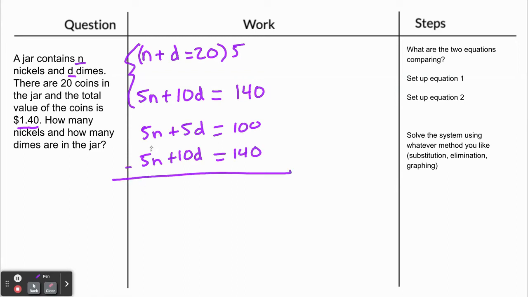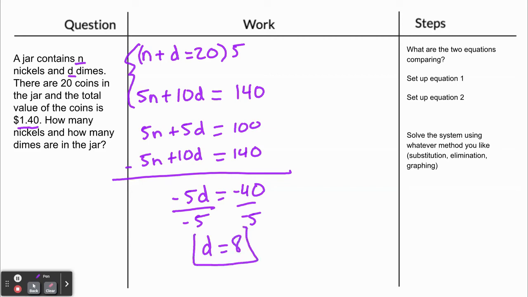Subtracting them gets rid of the nickels. Then we have negative 5d equals negative 40. Divide both sides by negative 5. So the number of dimes there are is 8.